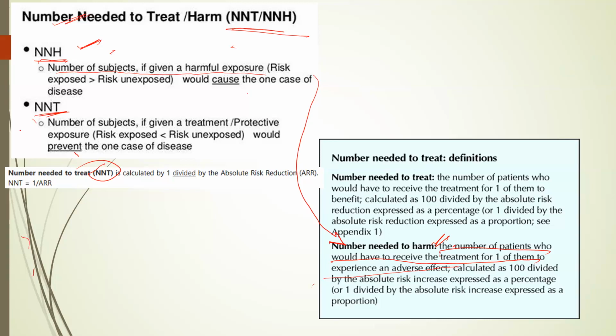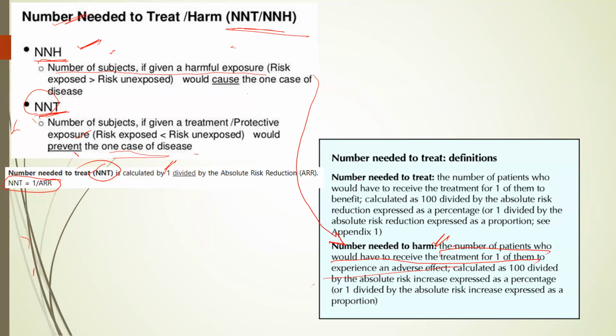Numbers needed to treat. Now the formula for numbers needed to treat is basically 1 divided by the absolute risk reduction. Okay. So what is the definition? It is the number of subjects who, if given a particular treatment or protective exposure, are needed to prevent at least one case of the disease.